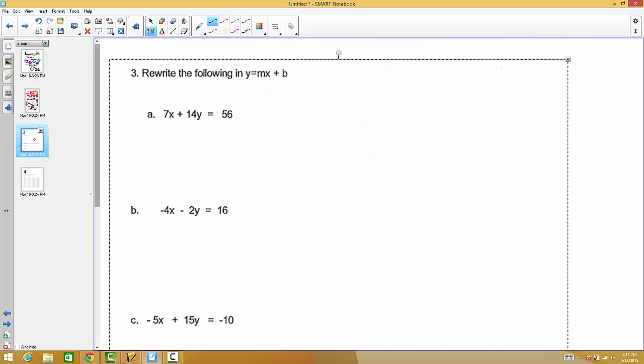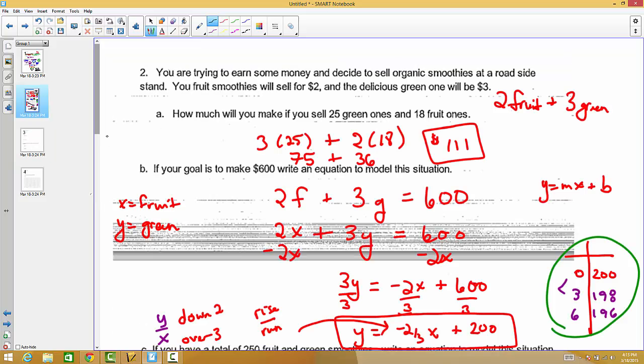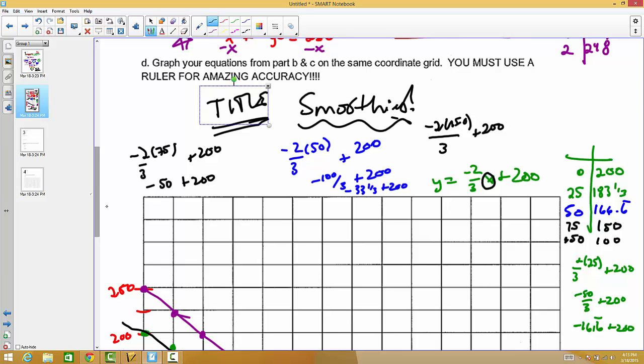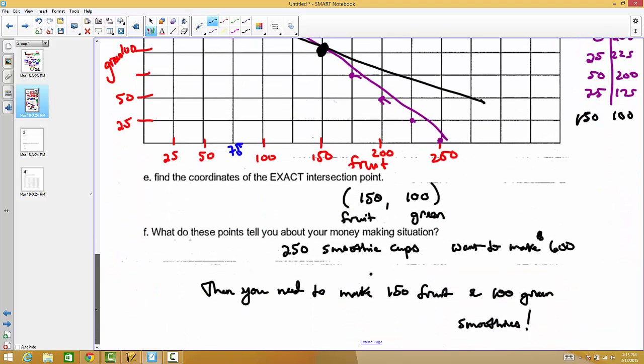Okay, moving right along. Oh, one last little thing. You need to make sure you have a title. And all of your labels, which you do. Okay.